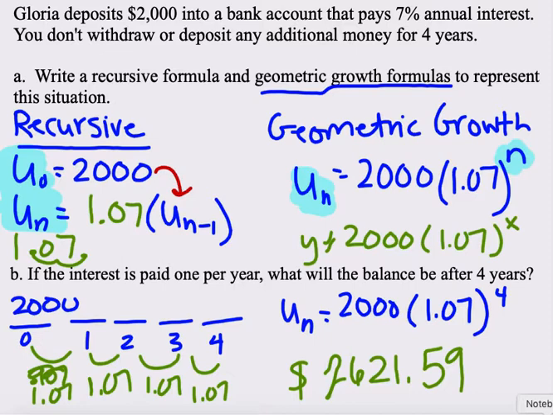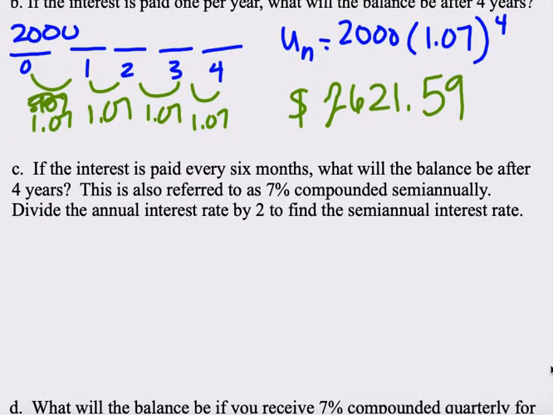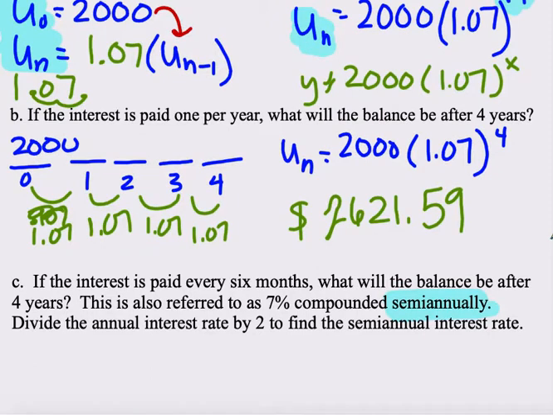All right, so 4 years, the money's just sitting there. You've gained over $600, not bad. Let's move on to the next part. If the interest is paid every 6 months, what will the balance be after 4 years? This is also referred to as 7% compounded semi-annually. So semi-annually, that means it's happening every 6 months, 2 times in a year. Where here, when the interest was paid once per year, that would just be annually.